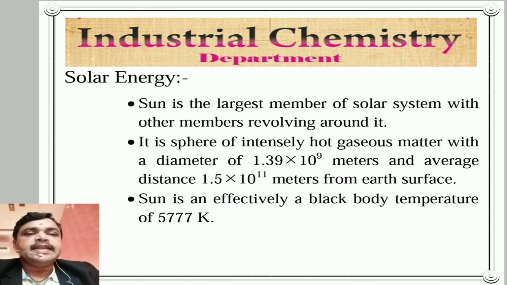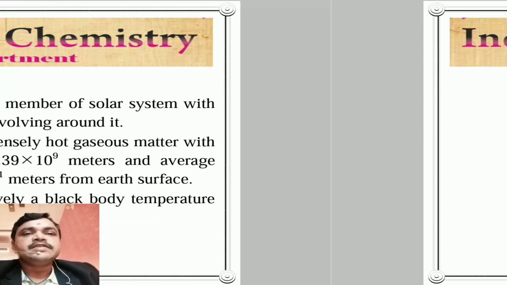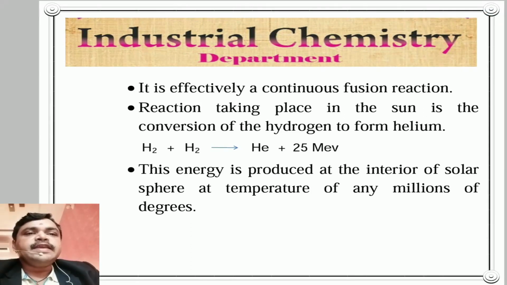Sun is effectively a black body with a temperature of 5777 Kelvin. We also know it as the surface temperature of the Sun. It is effectively a continuous fusion reaction. The fusion reaction taking place in the Sun is the conversion of hydrogen to form helium.